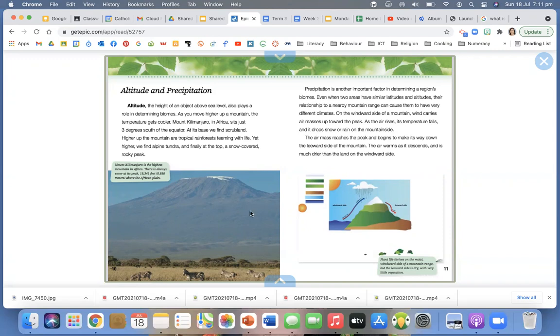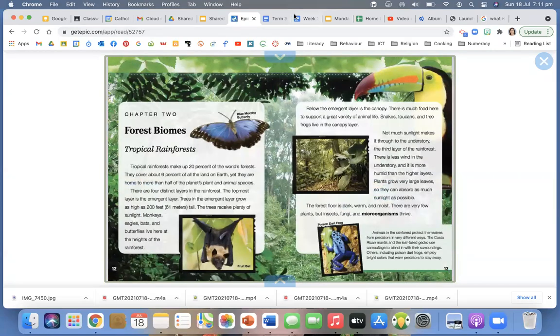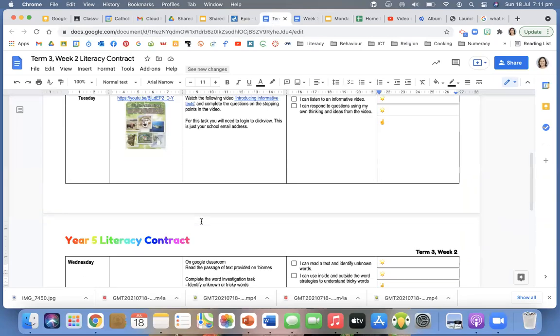So that's really interesting. You could have a mountain with one kind of biome on one side because of the precipitation and the temperatures, as compared to the other side. That's really cool. All right, let's have a look at your task for today.